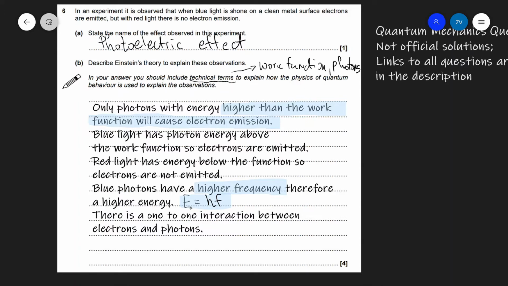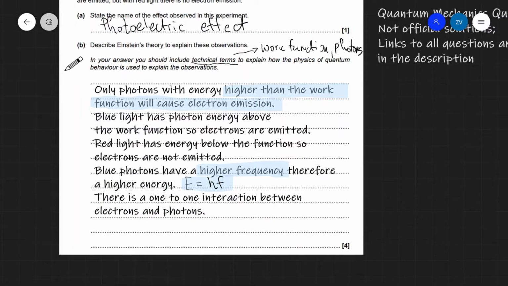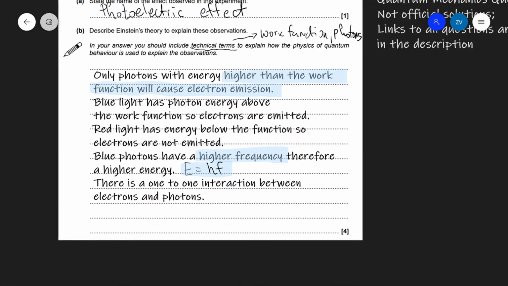Einstein's theory also says that there's a one-to-one interaction between the electrons and the photons. This whole result is governed by Einstein's equation, which says that the energy of a photon, hf, is equal to the work function, so some of that energy goes into the work function, plus the maximum kinetic energy of the photoelectron.